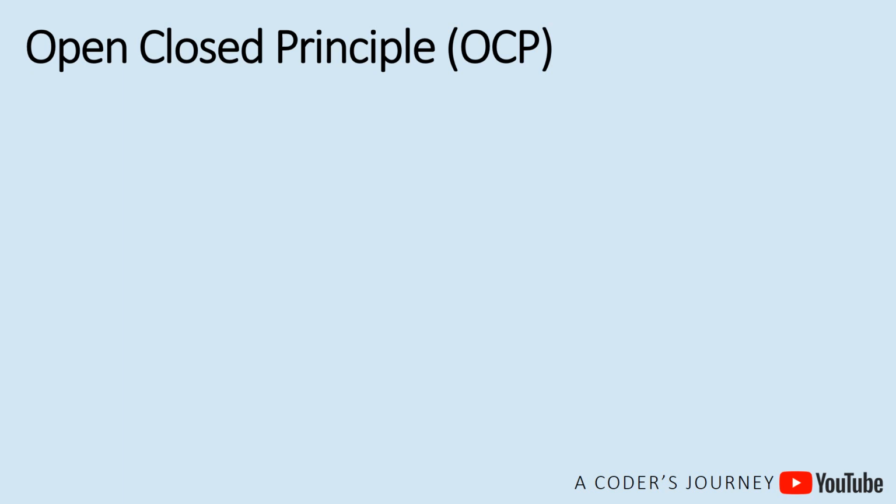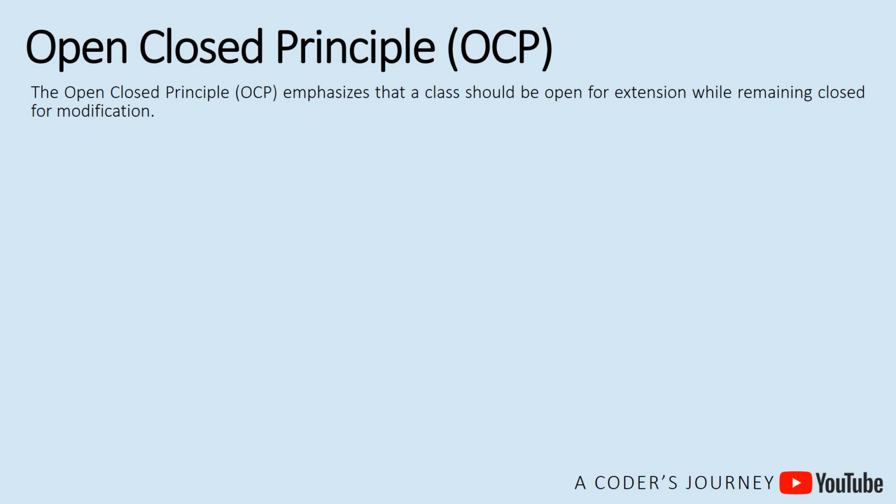We're going to try to understand what it is all about and how it can help us have better code. So the open close principle, or OCP, emphasizes that a class should be open for extension while remaining closed for modification. So what does this mean? Open for extension while remaining closed for modification.